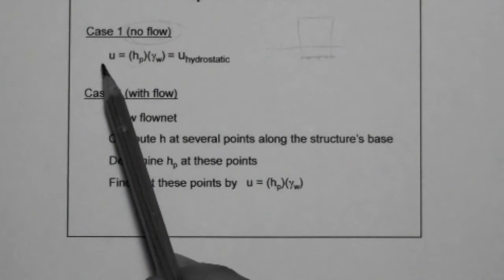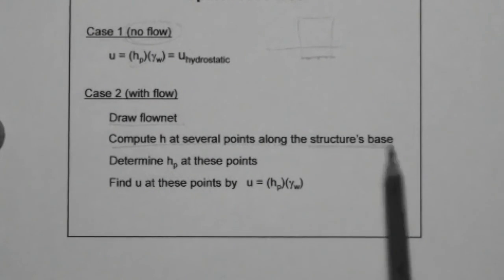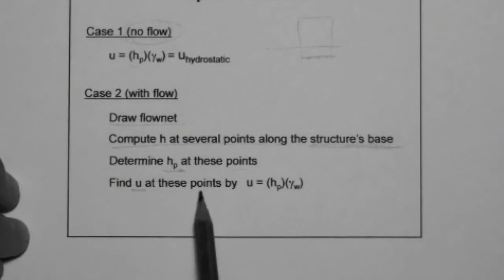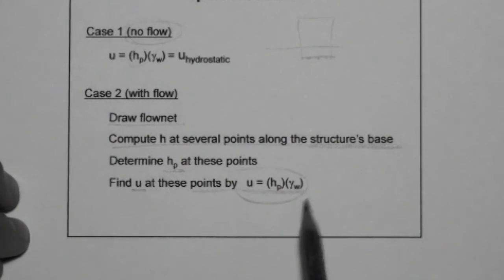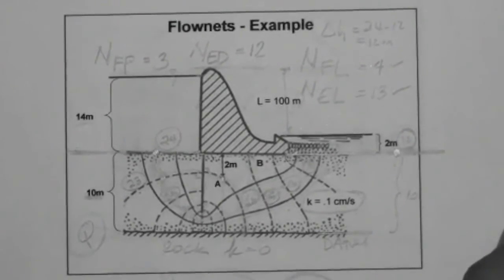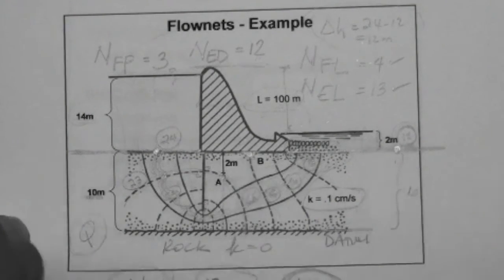So what you need to do is the following. You draw the flow net, you compute the head at several points along the structure's base, and determine the pressure head at these points with the flow net, as we did for point B, and then we find the pressure at these points by the fundamental formula, which is the same as we did for point B. Why do I say point B? Because point B is a specific point located right there on the surface of the structure, between the structure and the soil, on the interface.